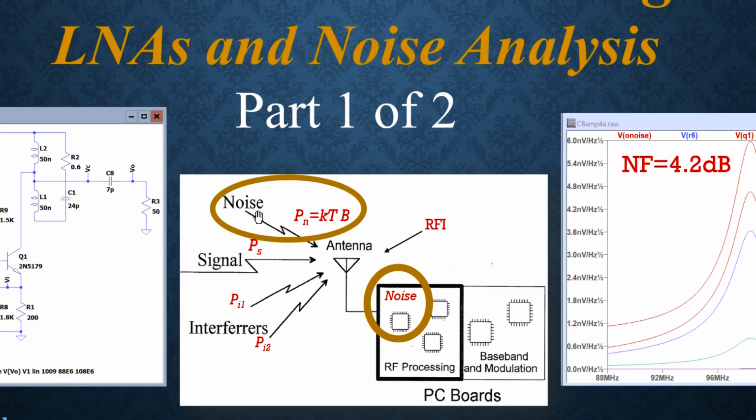But there is background noise coming into the antenna, and it's given by this formula that many of you may know. The noise power is Boltzmann's constant times temperature in degrees Kelvin times the bandwidth in hertz. Now, that is competing with our signal.